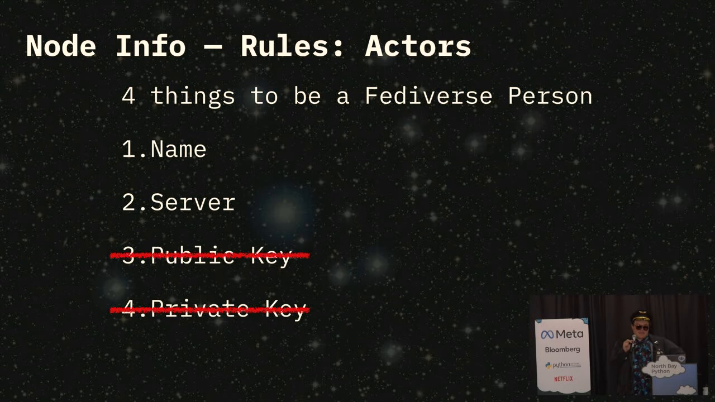Okay. Like I said, there are four things you need to be a Fediverse person. You need a name, a server, we have the public key, and we have the private key. Now let's talk about how we're actually going to build the server. There is going to be code for this that you'll be able to use after this introductory session.